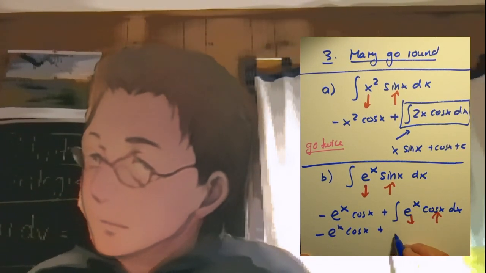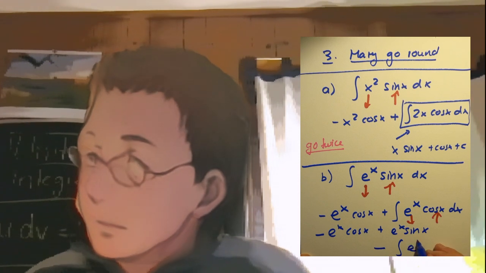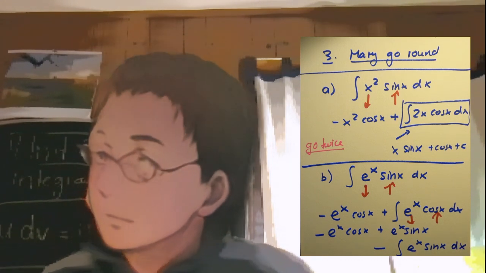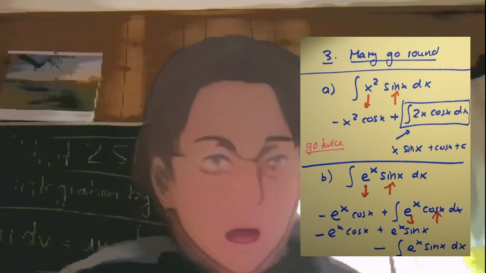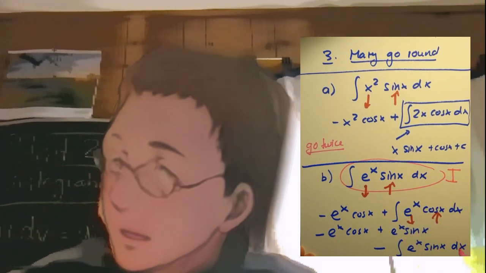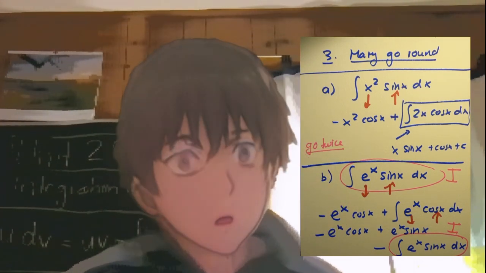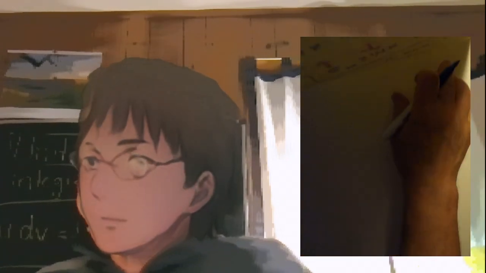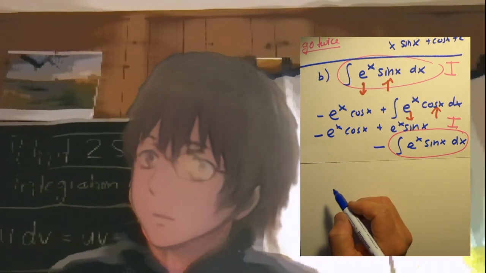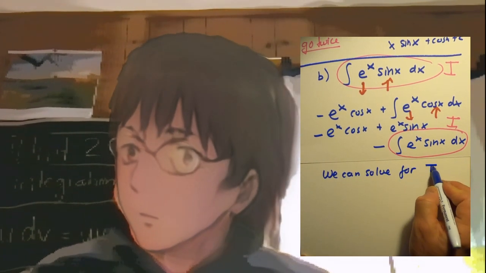And so that gives us e to the x sine x minus the integral e to the x sine x dx. Now we have reached the place where we started. So this integral here, let's call this I. We have ended up again with this integral I. But now what we can do is we can just solve for this I. So let me just put that up here like that. And what we can do is solve for I, for that unknown thing.